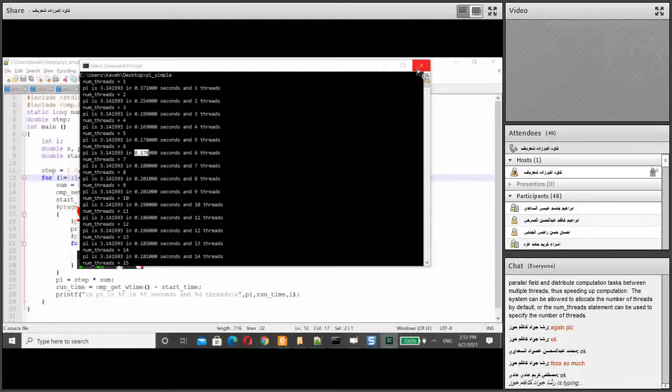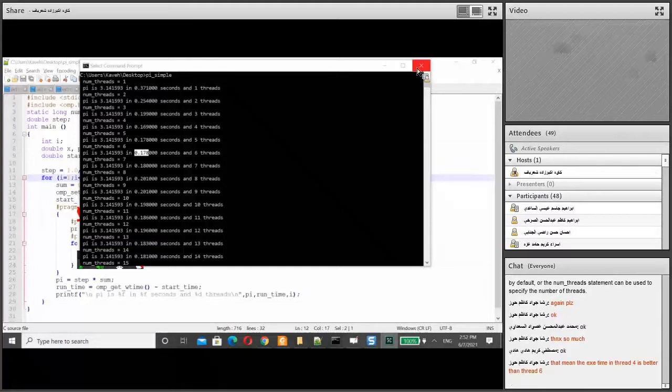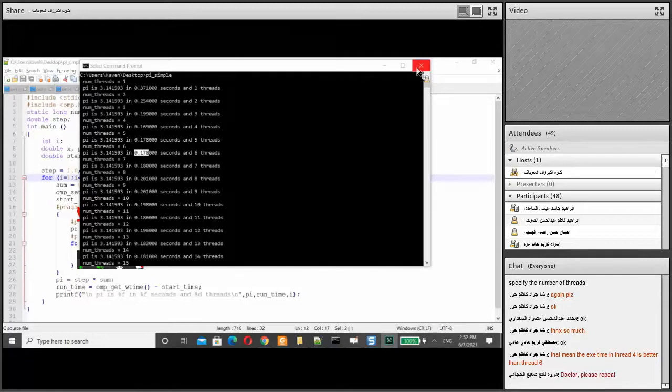This was a practical example from OpenMP. OpenMP is very simple and very efficient. Which part is unclear?